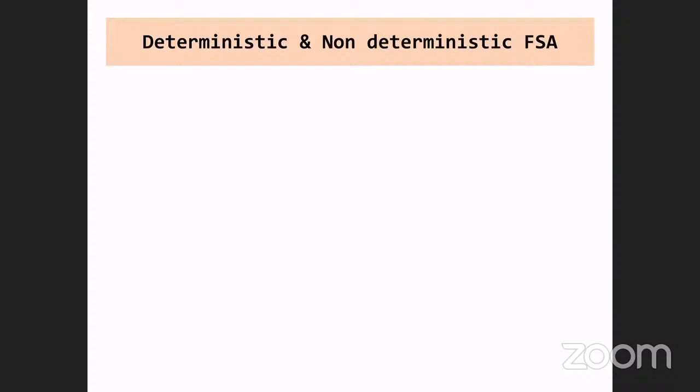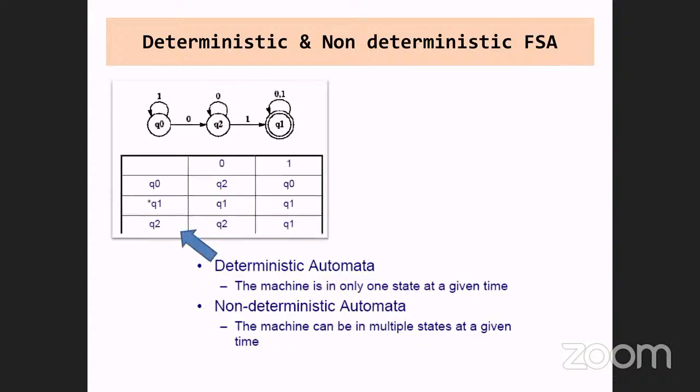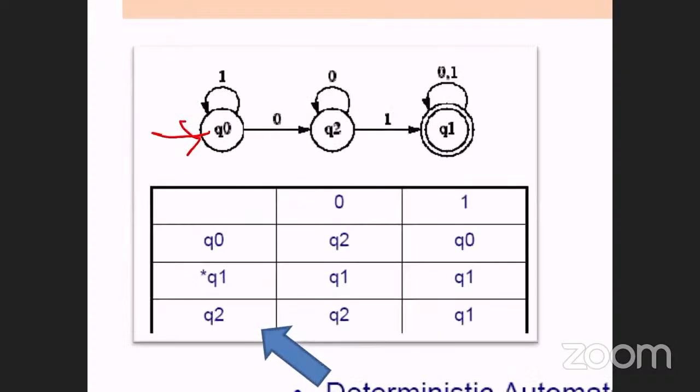Well, before we move on to the bigger machine, let's talk about determinism in the FSA. A machine is said to be deterministic if the machine can be in exactly one state at any given time. If the machine can be in more than one state or no state, the machine is said to be non-deterministic. For example, let's take this. This is the input symbol, this is the input state. You find that for every state and for every input symbol, there's exactly one response.